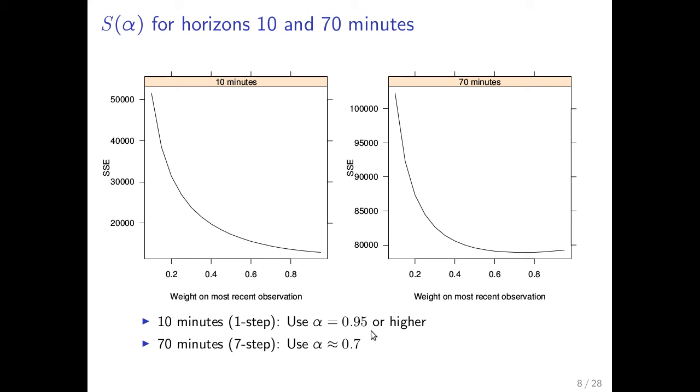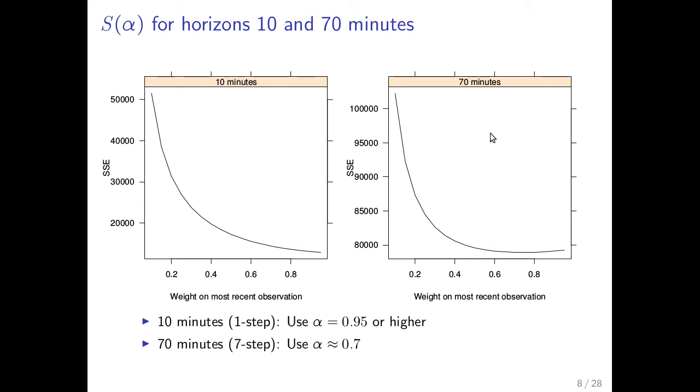So that means that when making a one-step, a 10-minute prediction, what should I do? Using alpha equal to 0.95 is almost the same as forget the past and use the most recent observation. Exactly. So the naive predictor is just to use the previous observation. That works very well on the short-term scale. And I think that's also what we expect from our intuition.